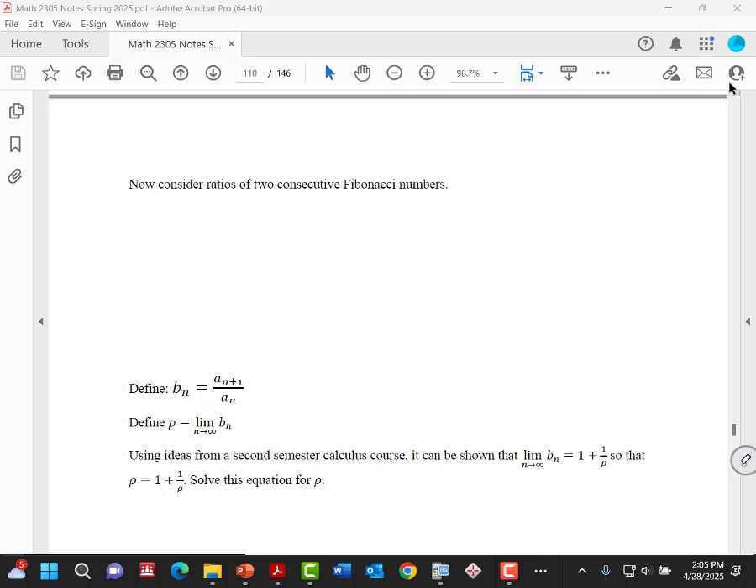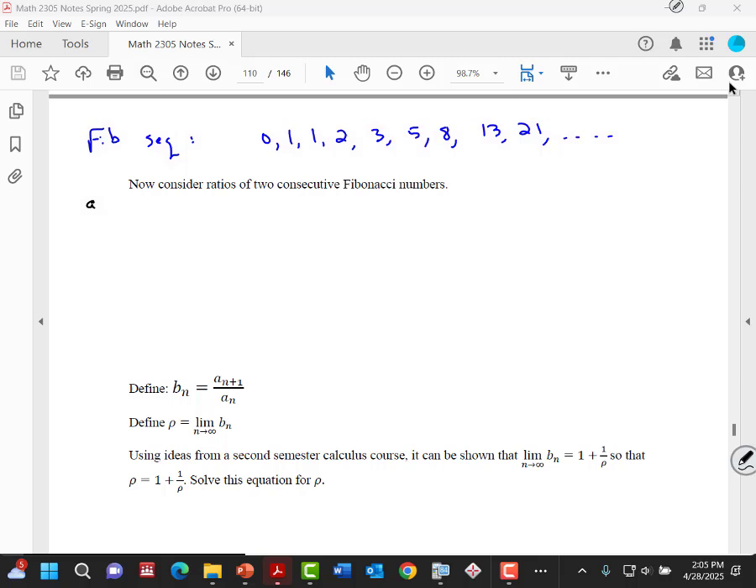We want to take a look at the ratio of two consecutive Fibonacci numbers. So the Fibonacci sequence is as follows: 0, 1, and now I simply add the two together. 0 plus 1 is 1, 1 plus 1 is 2, 3, 5, 8, 13, 21, etc. Okay? So let's look at ratios.